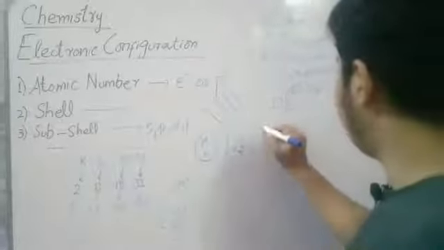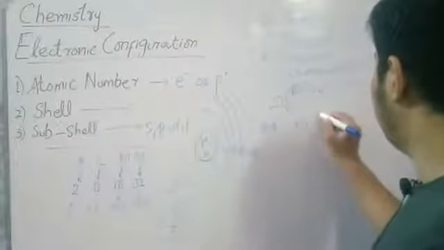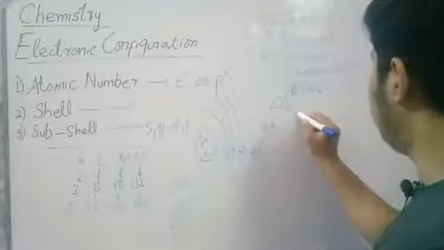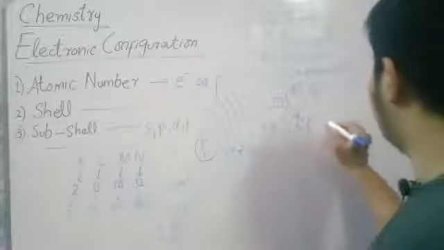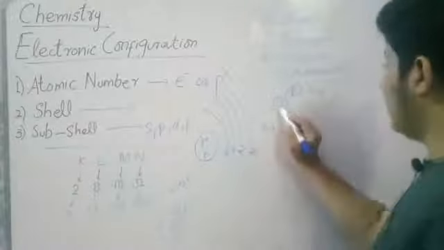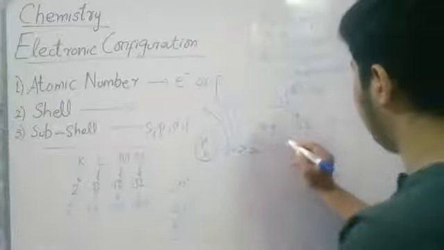For example, we have an example of the chlorine ion. Chlorine's atomic number is 17, but it's an ion, so its number of electrons will be 18. And using the formula, we will now do the electronic configuration of chlorine.